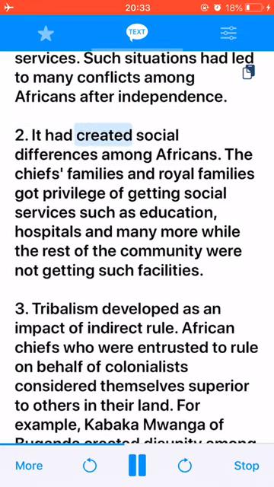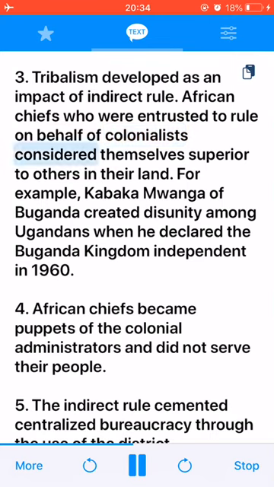2. It had created social differences among Africans. The chiefs' families and royal families got privilege of getting social services such as education, hospitals and many more, while the rest of the community were not getting such facilities. 3. Tribalism developed as an impact of indirect rule. African chiefs who were entrusted to rule on behalf of colonialists considered themselves superior to others in their land.